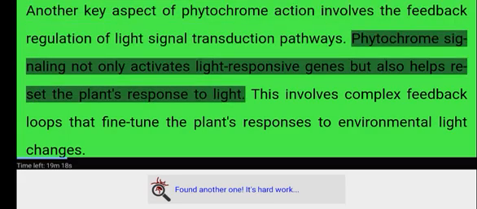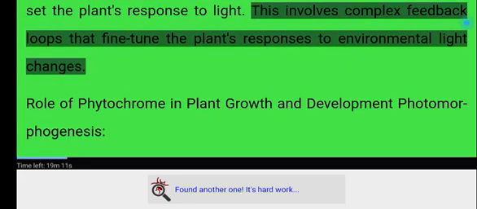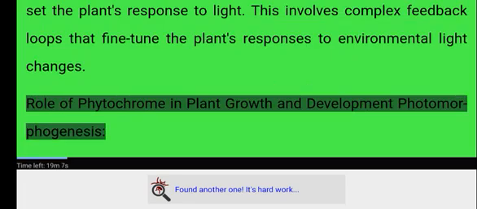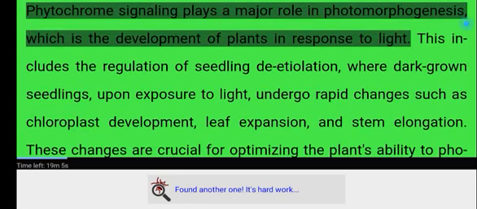Another key aspect of phytochrome action involves the feedback regulation of light signal transduction pathways. Phytochrome signaling not only activates light-responsive genes but also helps reset the plant's response to light. This involves complex feedback loops that fine-tune the plant's responses to environmental light changes. Role of phytochrome in plant growth and development: photomorphogenesis.